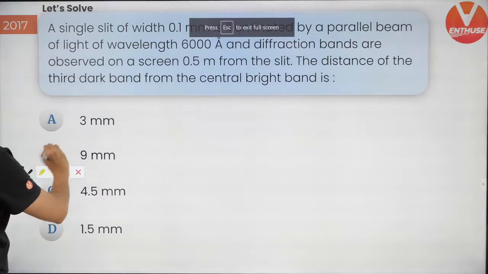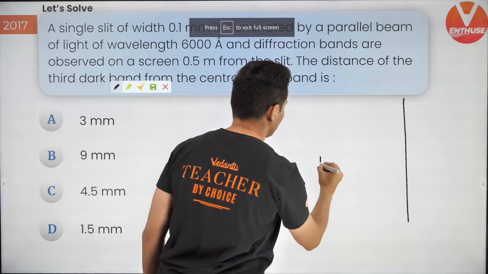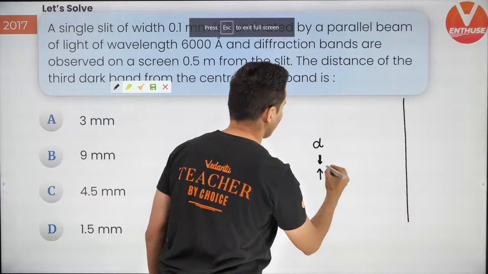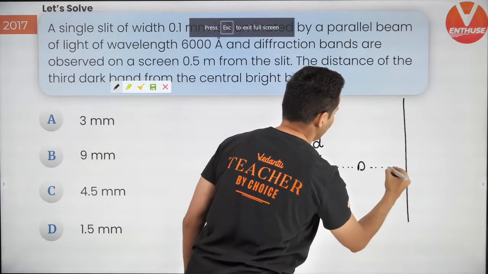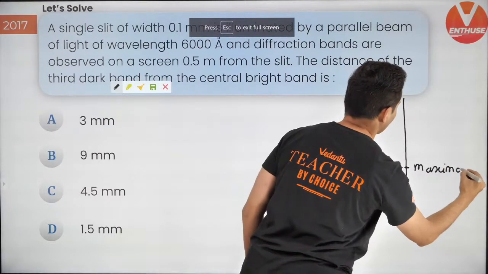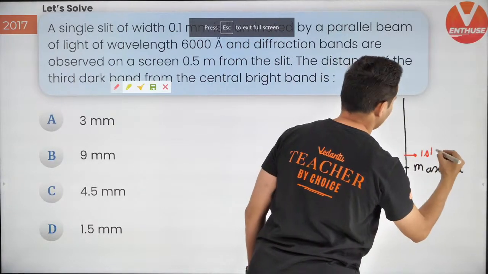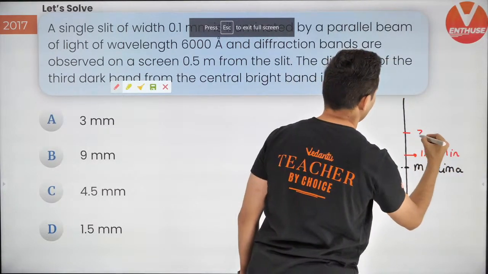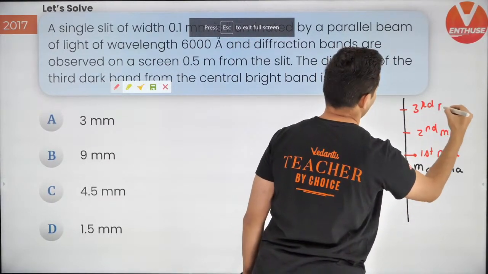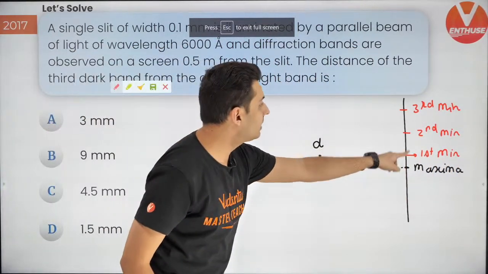Let's do this. It's not that difficult. Okay, so this is our screen. This is our slit, and it has some width small d, and this distance is capital D. This is your first maxima out here. And then you're going to get your minimas: your first minima, then second minima, and of course your third minima. And what they have asked is the distance of the third dark band from the central bright band.